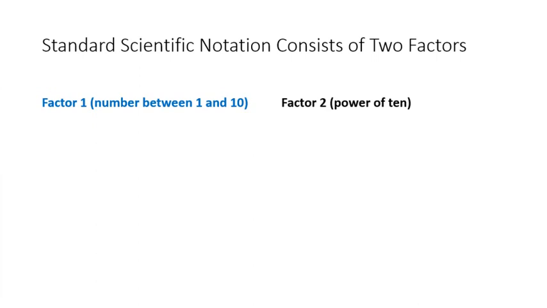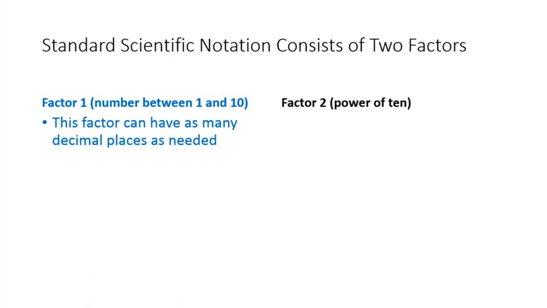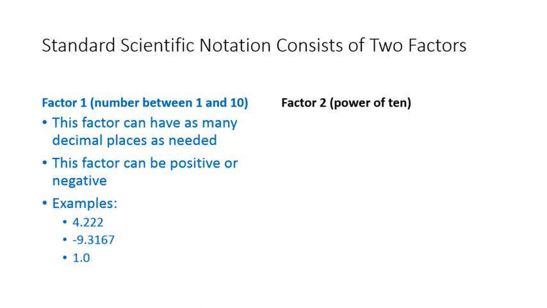Factor 2 then is going to be the power of 10. So keeping things consistent here, factor 1 is a factor that can have as many decimal places as needed. The factor can be positive or negative, so you could have negative 3.47 or positive 8.299. And here's some examples: 4.222, negative 9.3167, or 1.0.